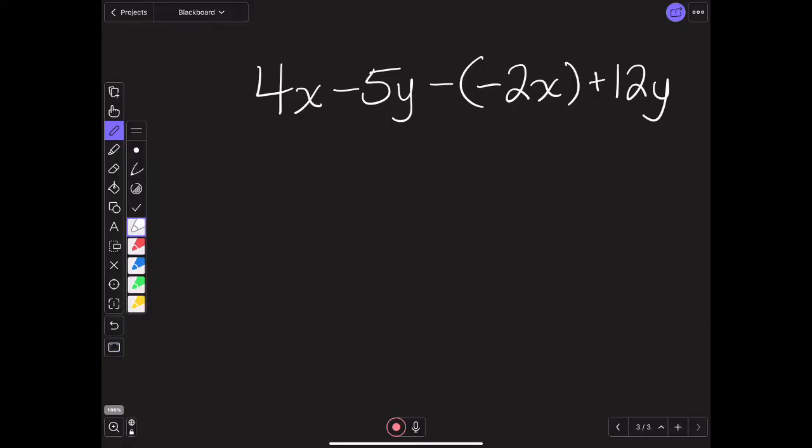All right, first problem here, we have 4x minus 5y minus the opposite of 2x plus 12y. I want you to go ahead and combine like terms and give your best effort on this question and see if you can show your steps and get the correct answer.